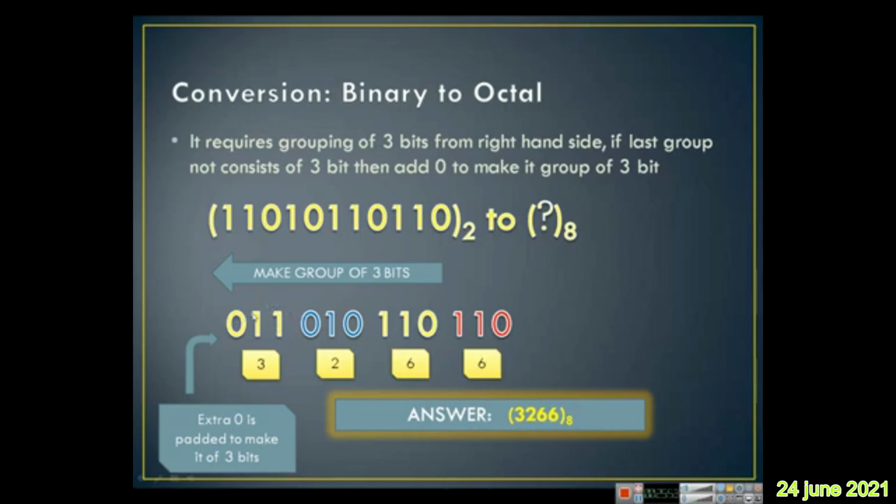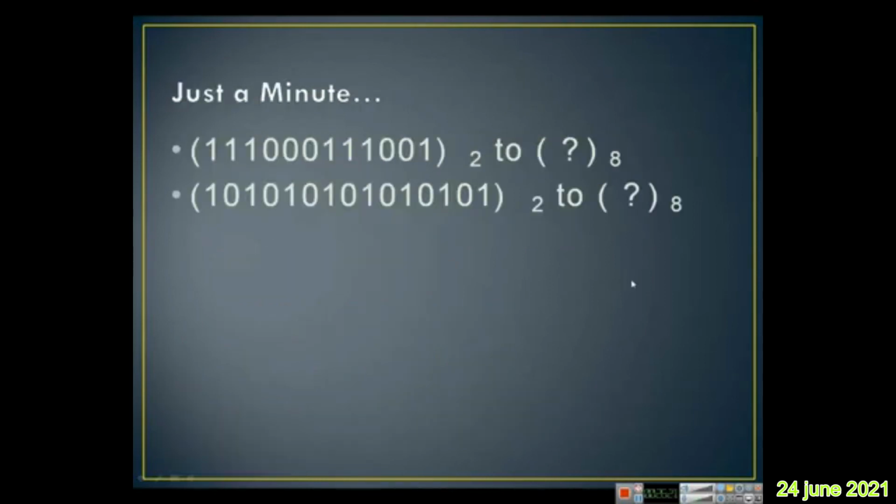If you go back to the table, 011 means 3, 010 means 2, 110 means 6, 110 is once again 6. So 3 2 6 6, the answer is 3266. An extra 0 is padded to make it a group of 3. Grouping should start from right to left. If all the groups of 3 are available, it is fine. Otherwise you can add 0, that is called padding. The 0 is padded at the left, that doesn't make any difference. You can also try these groupings, right?